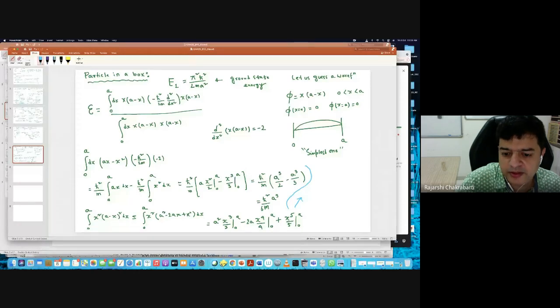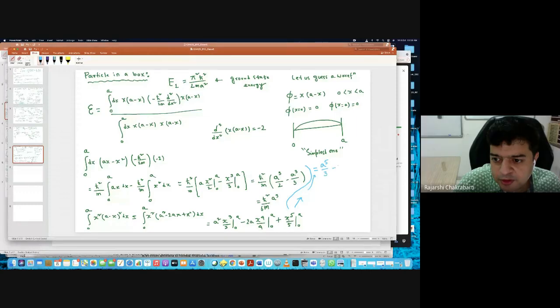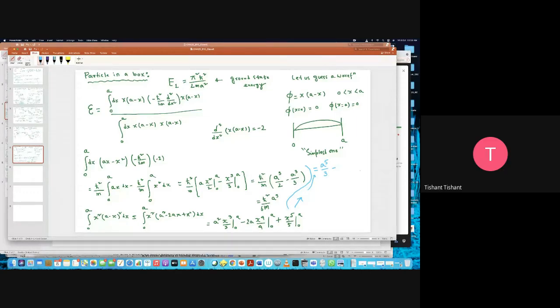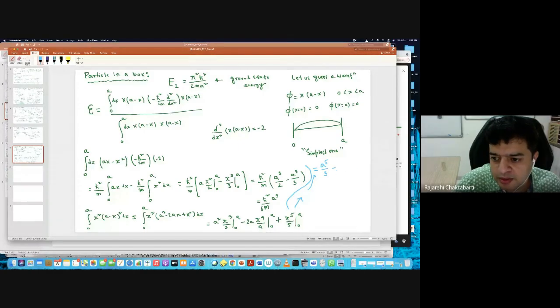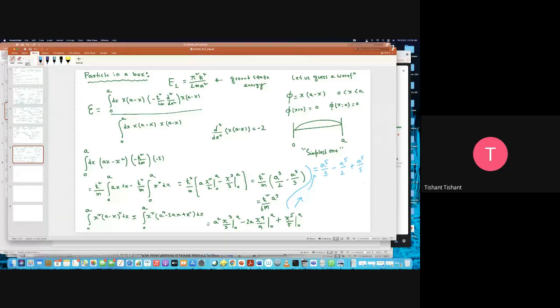So I am taking it there. So what is this now? The first term will give you what? A raised to power 5 by 3. Next one will give you minus 2 A raised to the power 5 by 4, but 2 by 4 you can calculate just x square 5 by 2, by 2 plus, by 5. Fine.